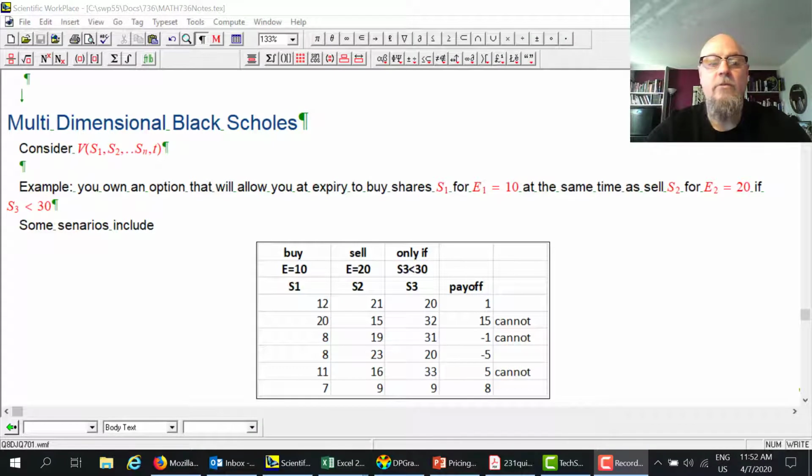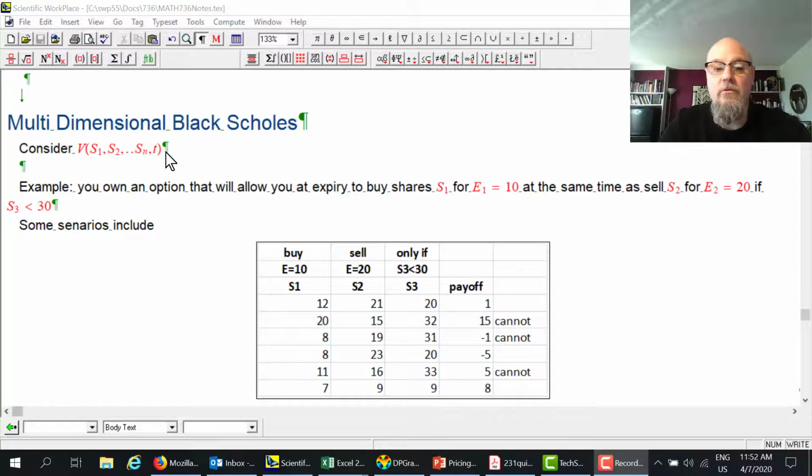Let's talk about the multidimensional Black-Scholes equation that we're going to use to price what we call basket options, or basically options that depend on more than one type of stock, more than one type of asset. So we're trying to value an option that depends on N stocks, stock 1, stock 2, stock 3, all the way up to stock N, and time.